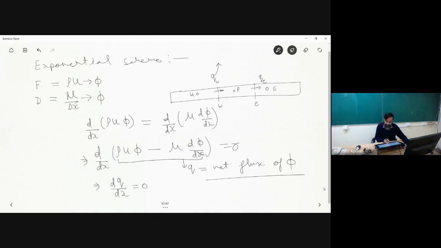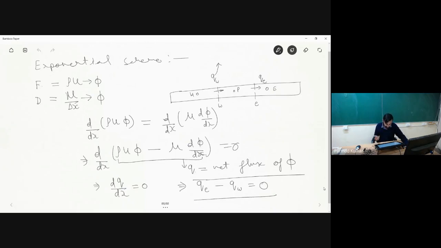If dQ by dx is equal to 0, and I integrate this over this control volume P, then I can simply say that QE minus QW will be equal to 0. Is this point clear? So I find that QE minus QW equals 0.